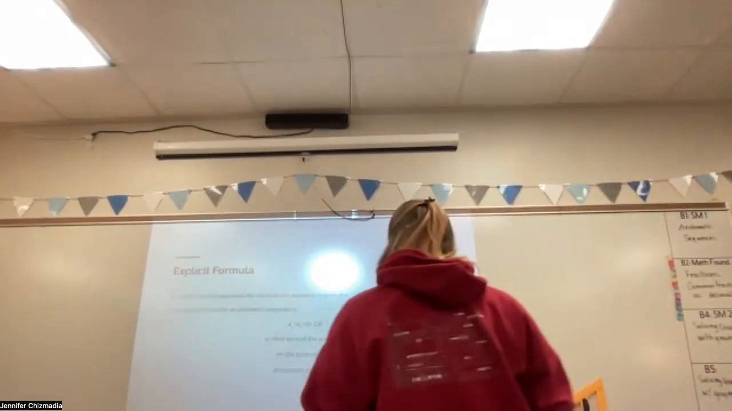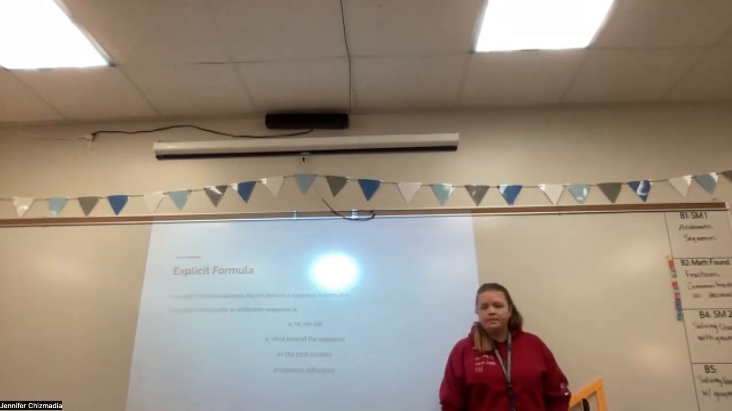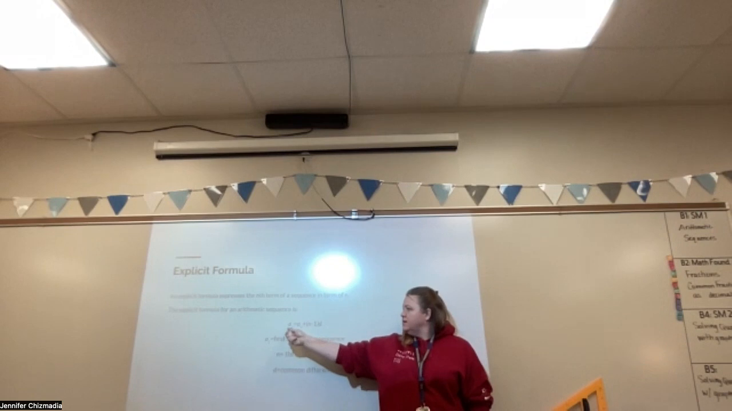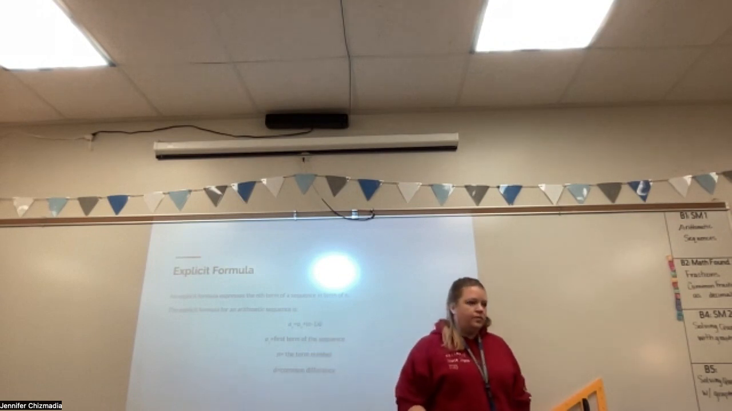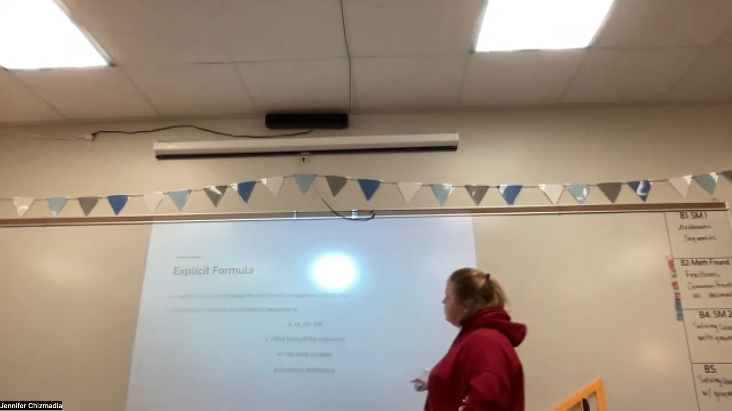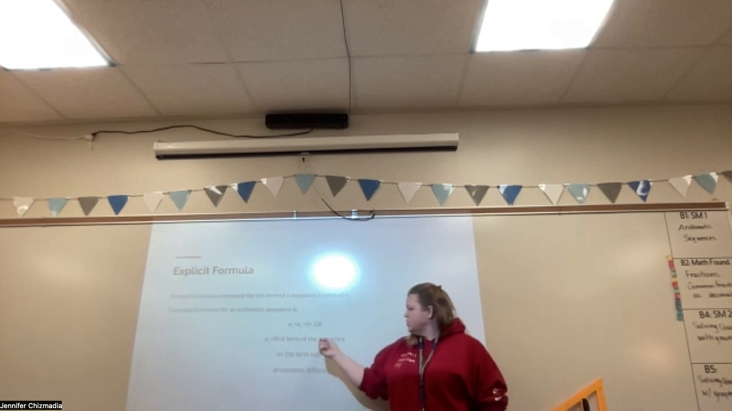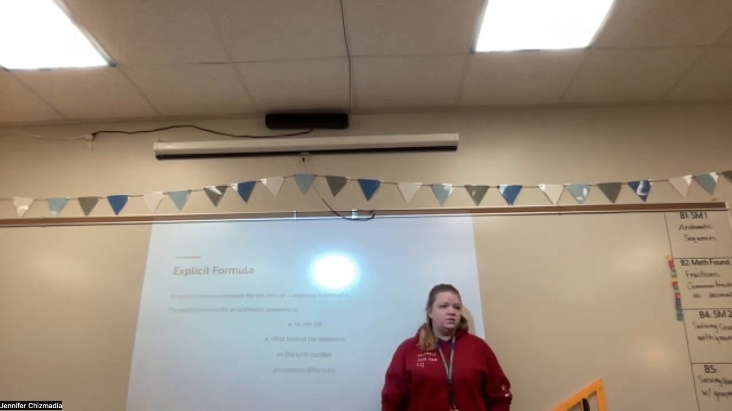So an explicit formula expresses the nth term of a sequence in terms of n. So for an arithmetic sequence, it's a sub n equals a sub 1 plus the nth term minus 1 times d. And this is according to the book. There's another way to do it that is very similar that I will show you in just a minute too. So a sub n equals a sub 1, or the first term of the sequence. n is the term number you're looking to find. And d is your common difference.